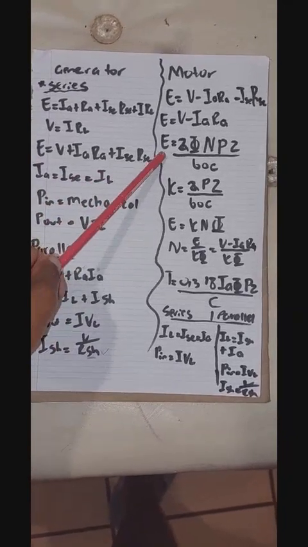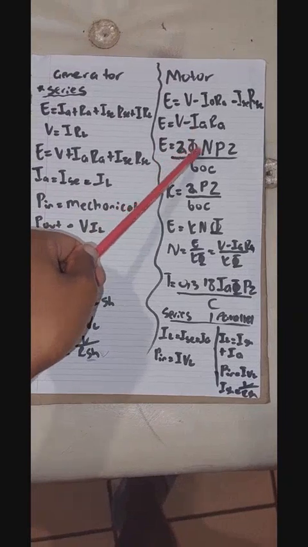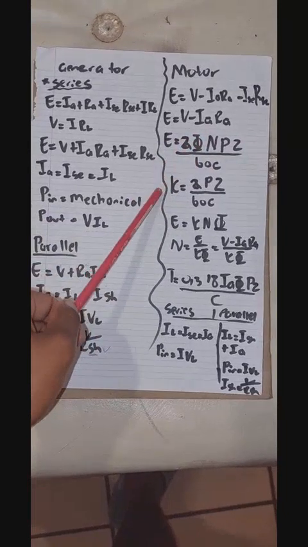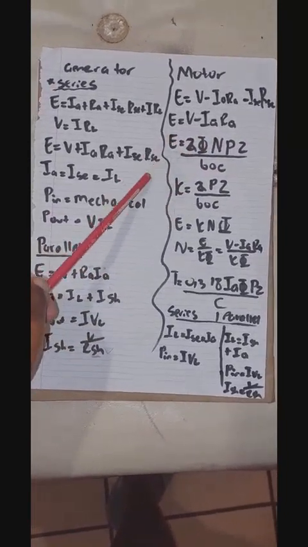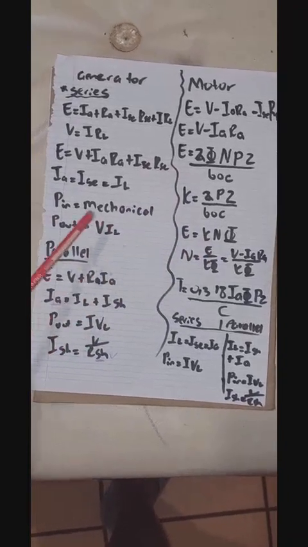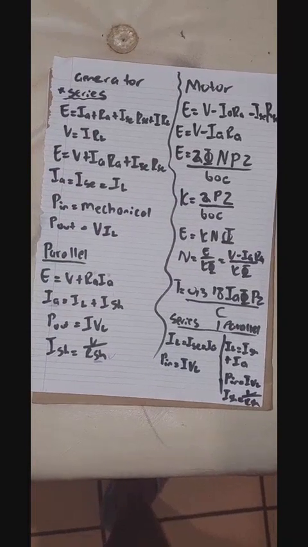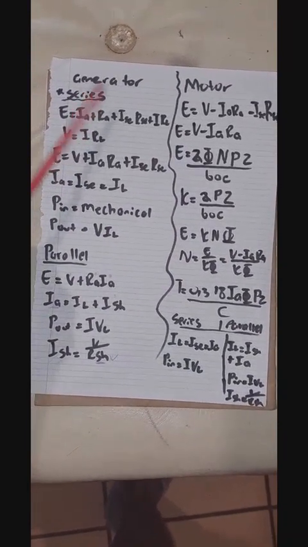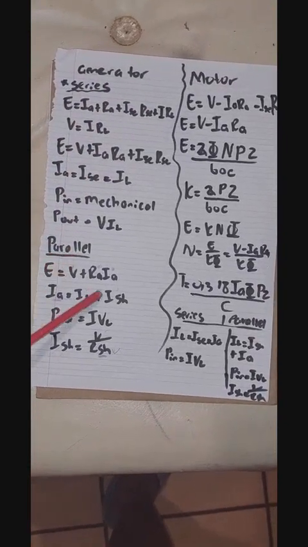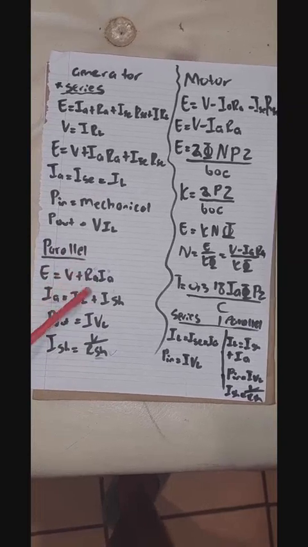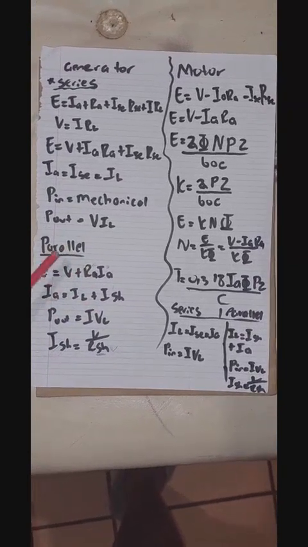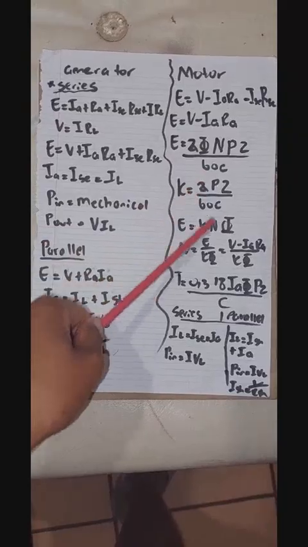And here we have new formulas, which is 2 flux NPZ over 60C, which I will show you what each one stands for. And we have the constant, and we have the EMF. We can find the EMF within different formulas, guys. But right now we are dealing with a shunt generator, so we are in here. A shunt generator is a parallel generator. So we're going to tick off what we are given, to see how we can get to what we must find. But before, let's see what stands for each one of these.